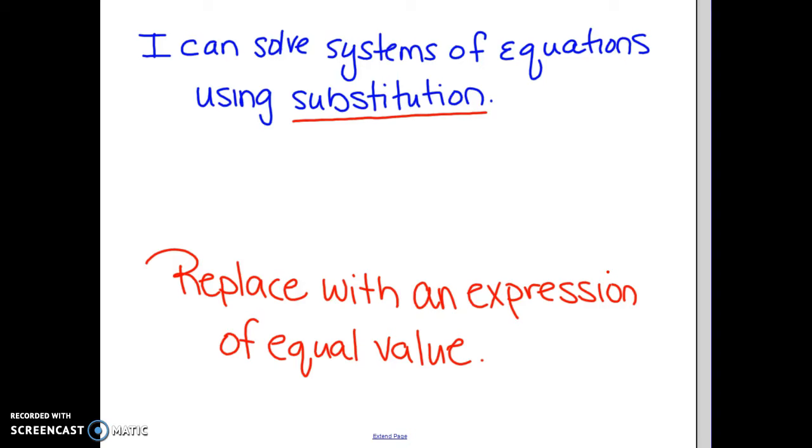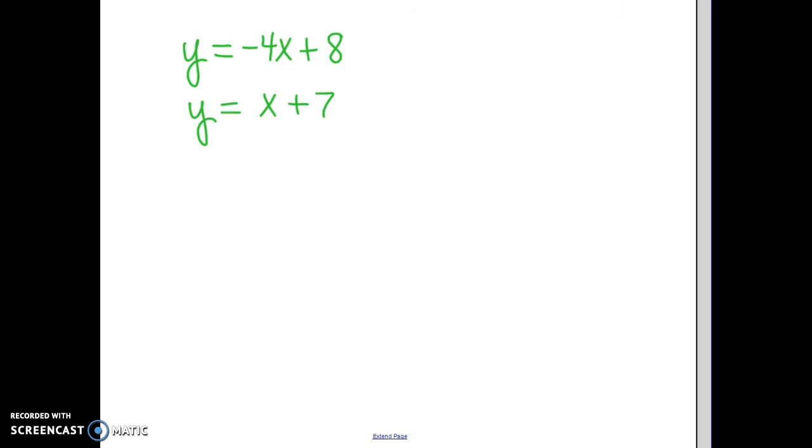For this learning target, I can solve systems of equations using substitution. Substitution means to replace with an expression of equal value. We're given two equations, y equals negative 4x plus 8 and y equals x plus 7.